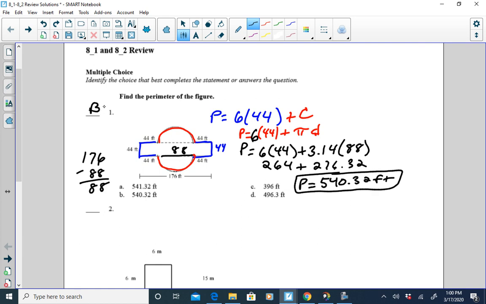Alright, so the key there is simply finding the lengths of those linear segments, and they're all the same, 44. Then we just have to find the circumference of the circle with a diameter of 88. Now, we have to be careful to find that diameter by taking this distance of 176 and subtracting these two smaller distances, which are 44 and 44, which is 88.